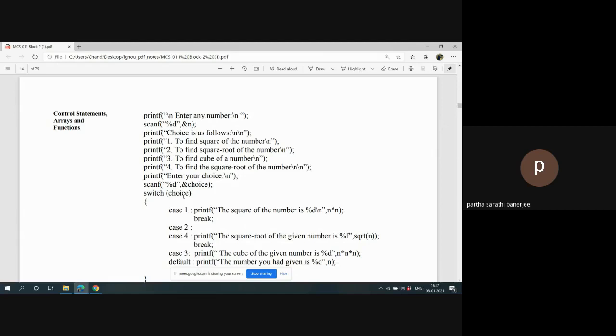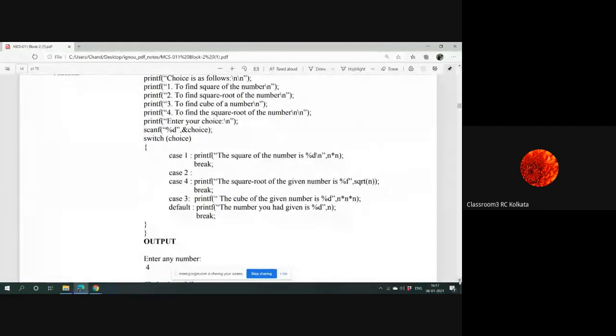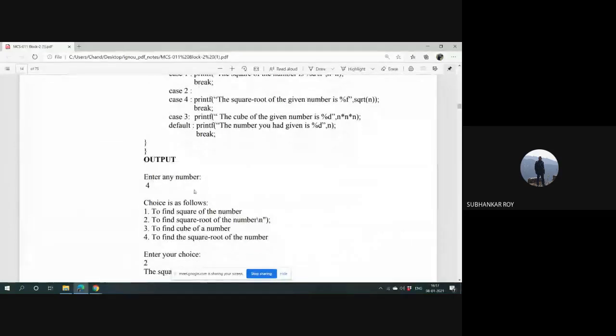It will find the cube root of the 5. Cube root, no, cube. 5 into 5. Square, cube root and cube root 4 to find the, if I given n equals to 25 and choice equals to 4, what will be the output? Square root of 25. That is 5. So he has given 4, so it will be the square root of the given number. Enter any number 4. So what will be the answer? 2. It will give you 2.